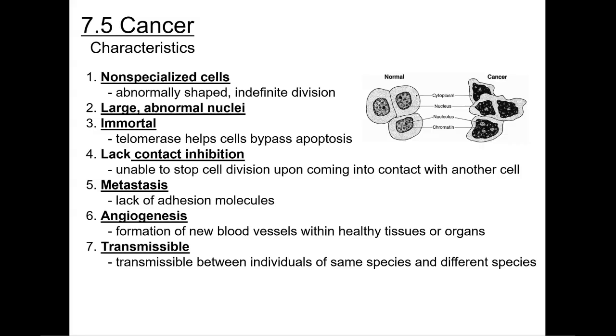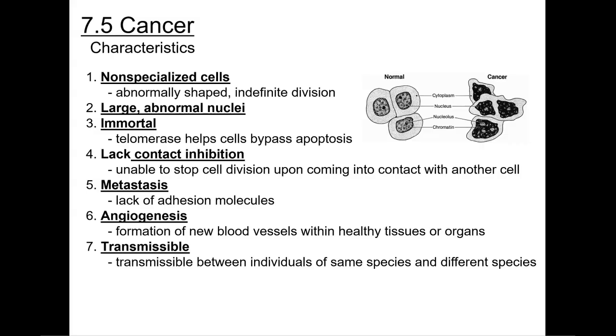They're going to lack contact inhibition. That means when they become too close to another cell, most cells will stop growing, they stop dividing. These cells do not. They will start to clump up and build up on top of each other, and that's going to form your mass, which is the tumor.